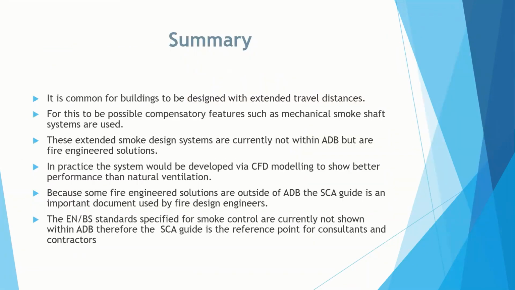So in summary, it is common for buildings to be designed with extended travel distances, and therefore features such as mechanical smoke shaft systems are used. The extended smoke design systems are currently not within Approved Document B, but are fire engineered solutions. And a lot of work has gone in developing the system via CFD modelling to show better performance than natural ventilation. And because some fire engineered solutions are outside of the Approved Document B, then the SCA guide is an important document used by fire design engineers.